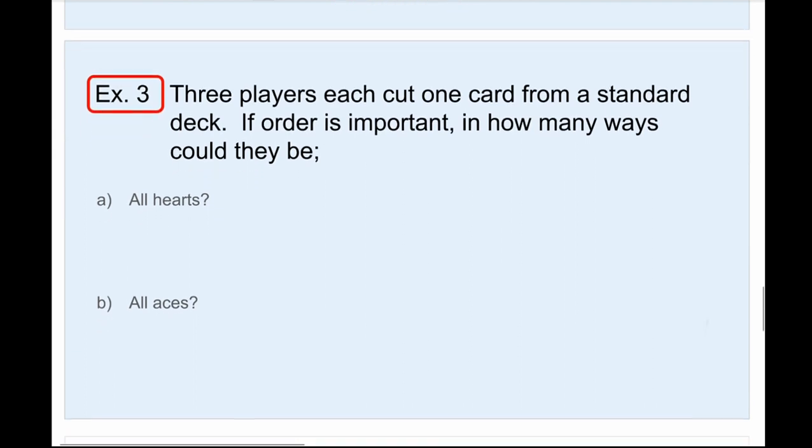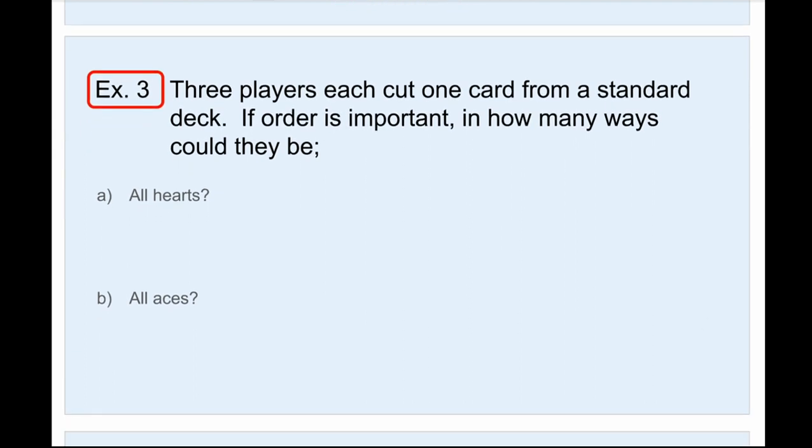For B, 3 players each cut 1 card from a standard deck, or basically they take 1 card or deal 1 card. If order is important, in how many ways could they be all hearts? And in B, how many ways could they be all aces? So you could do this in a couple of different ways.